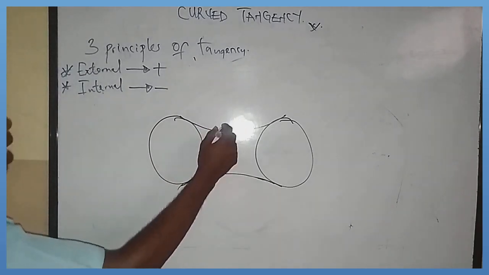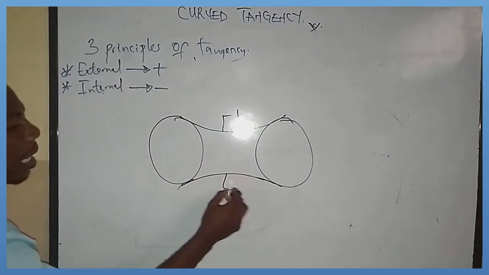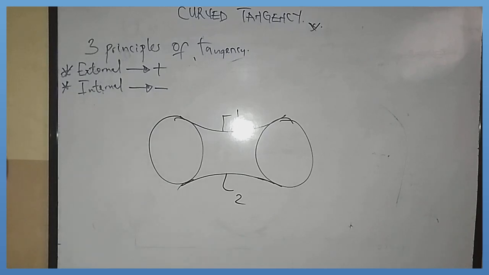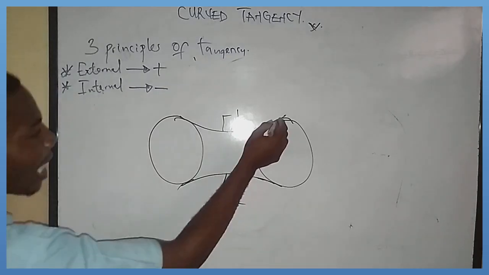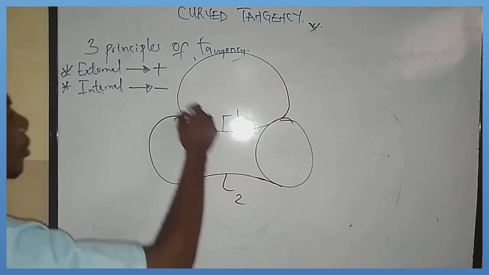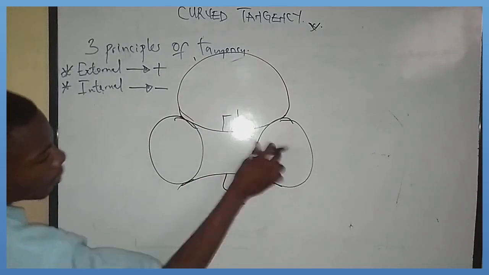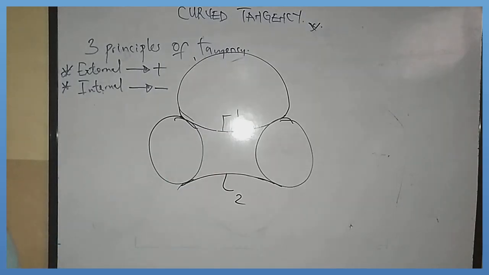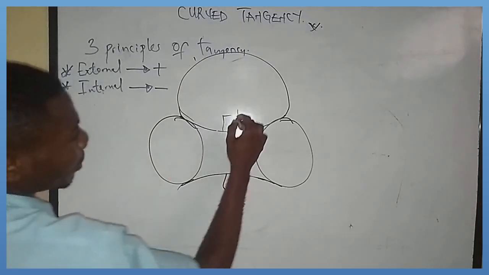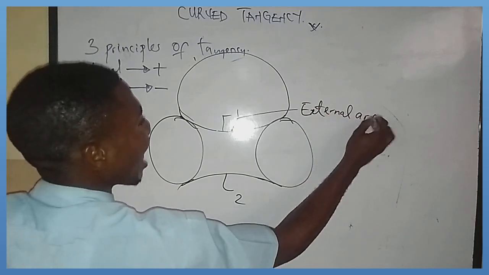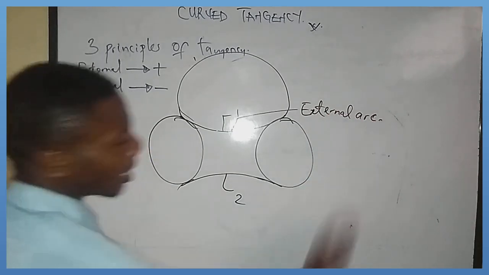Okay, so take a look at this arc 1 and 2. This arc here, is it internal or external? If I make this arc a complete circle, you can say that the circle is outside the two circles which the arc itself is touching. Therefore, this arc here is an external arc.